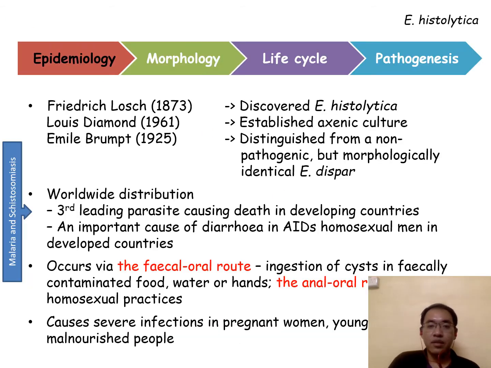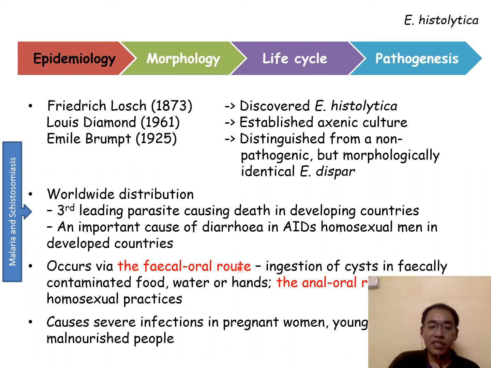Entamoeba histolytica was first discovered by Friedrich Lösch in 1873, and then Louis Diamond established the axenic culture, while Emile Brumpt successfully distinguished the non-pathogenic but morphologically identical Entamoeba dispar. This protozoan is distributed mainly in the tropical areas. It is the third leading cause of death from parasitic disease after malaria and schistosomiasis.